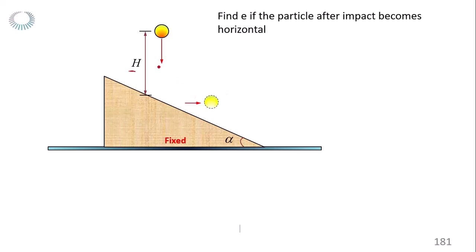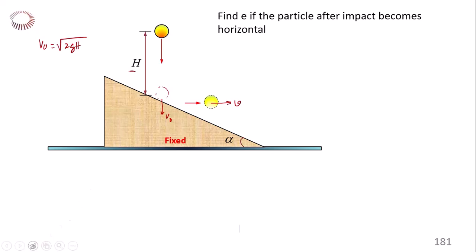Let us say it will hit the floor, hit this wedge which is at an angle alpha. Once the particle reaches this part, let us say it is moving with a downward velocity v naught. Now what is v naught? v naught equals under root 2gh because it is falling from the height h. After it impacts, it becomes horizontal. That means finally it is moving with velocity v in the horizontal direction.